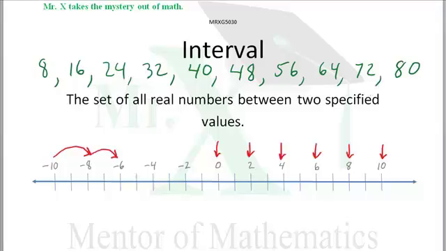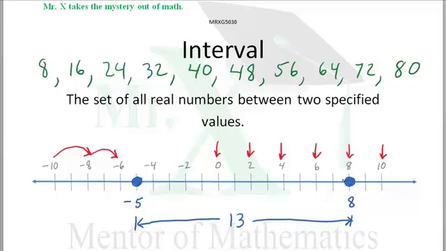Another interpretation of interval would be to say, okay, here's a number on our number line, let's say that's -5, and let's say over here we're looking at +8. Now how much is our interval here? Well, it's 13 units. So 13 would be the interval between -5 and +8.